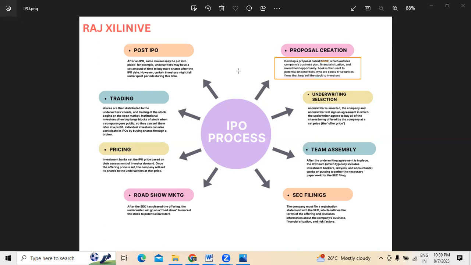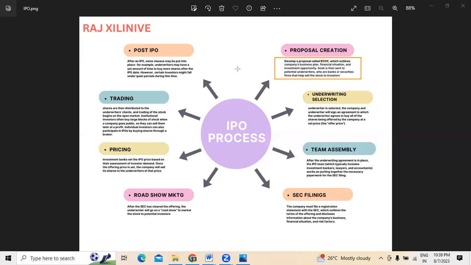Please write down. First process is called proposal creation. Under that, write down: developing a proposal for any of the clients. Developing a proposal for any client is called a book. The terminology which we normally use is "book". Book means developing a proposal. That is what we generally call a book.